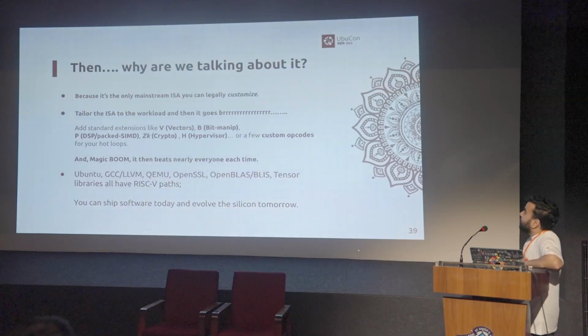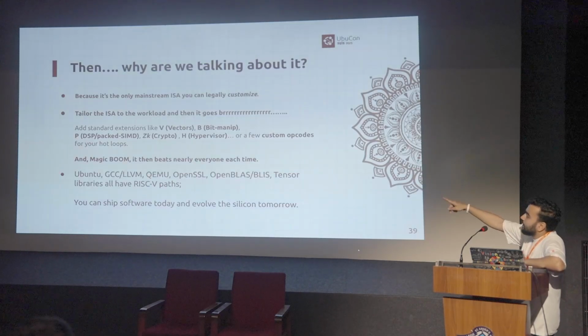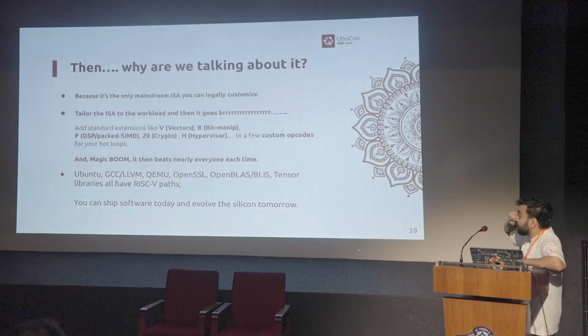Then where do we stand? It's the only mainstream ISA you can legally customize, and if we are able to tailor the workload, as we are going to see, then its performance goes around 50, 60 to 100% better as compared to the existing architectures. Standard extensions like vector, bit manipulation, and the crypto extension we talked about, plus a few custom opcodes for hot loops, make it beat nearly every other system if we are able to customize it to take advantage.